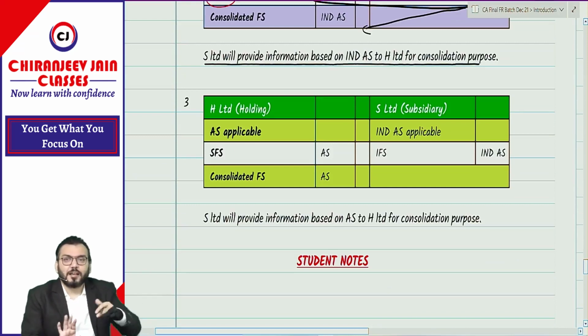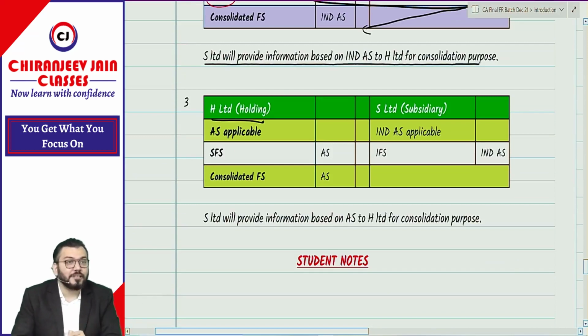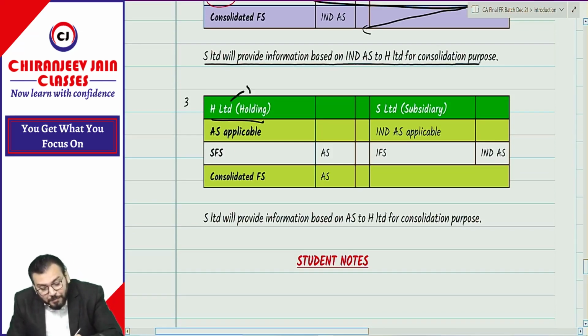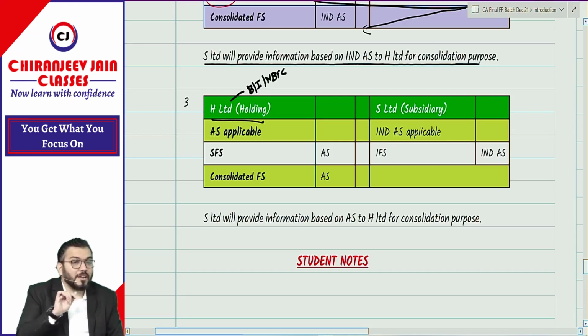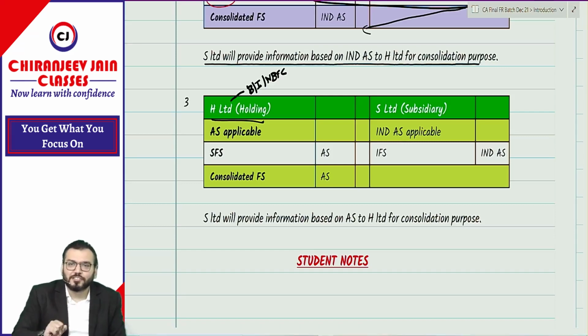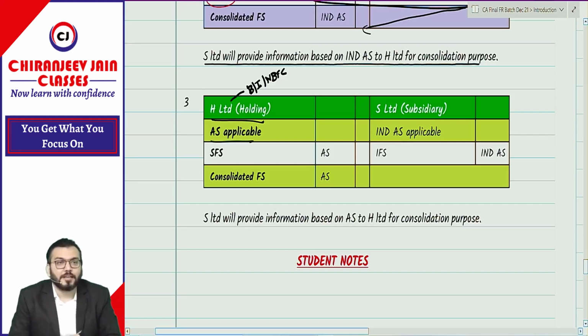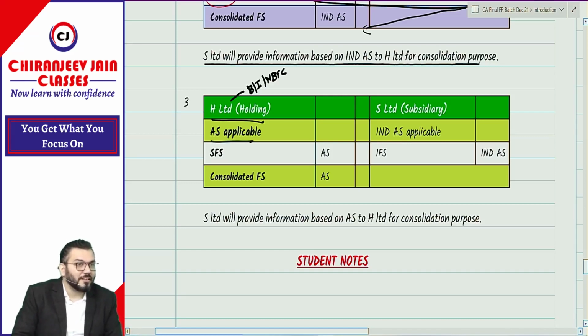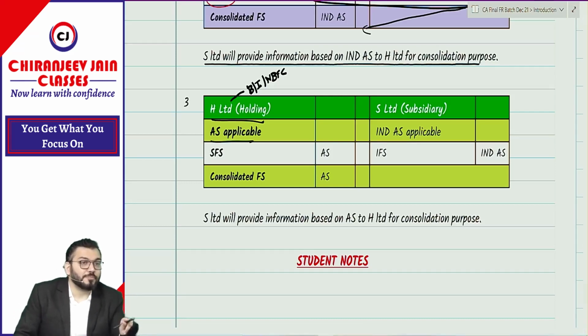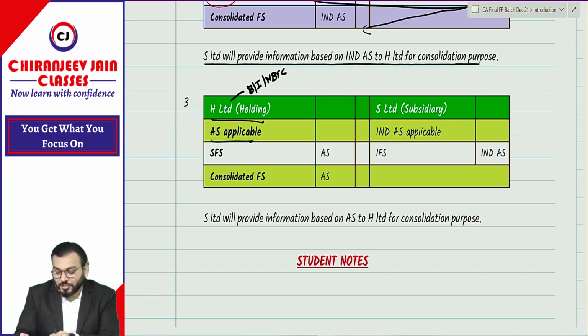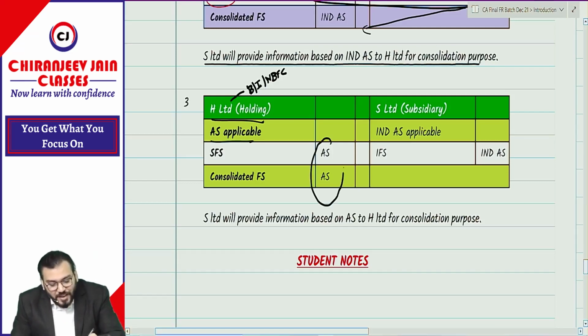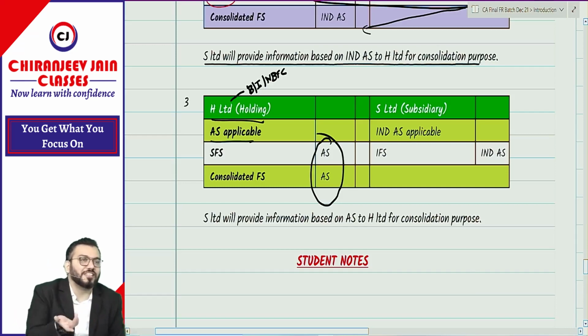One more doubt may come: the reverse case. H Limited is a holding company, and H Limited may be a banking company, insurance company or NBFC. Quite possible. As per their time applicability, right now Ind AS is not applicable, and for them AS is applicable. Because AS is applicable, they need to prepare separate financial statement and consolidated financial statement based on AS or Ind AS? AS. So they are preparing their financial statement based on accounting standard, because Ind AS is not applicable.